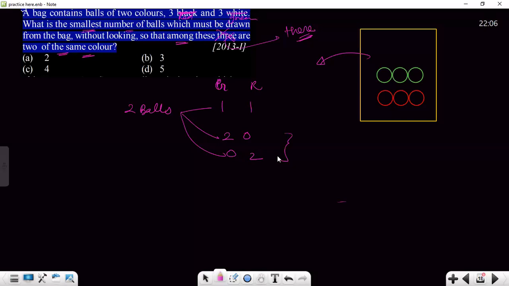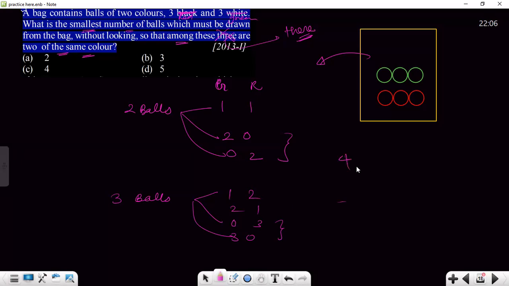Like variety is not there. Green and red, both of them are not there simultaneously, which is not acceptable to us. When we are doing 3 balls, the sum can be written as 1, 2, 2, 1, or 0, 3, or 3, 0. Here, variety is not there in these 2 cases, which is not acceptable to us.